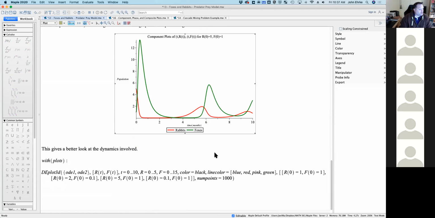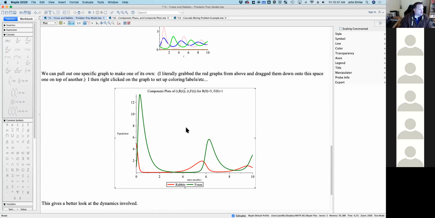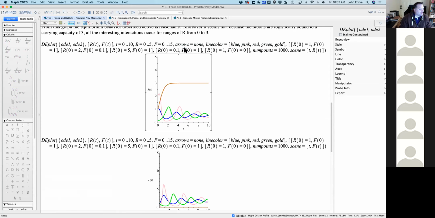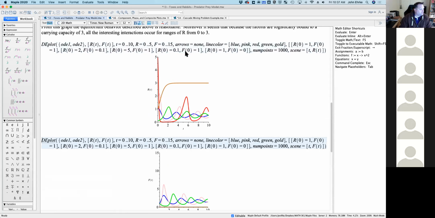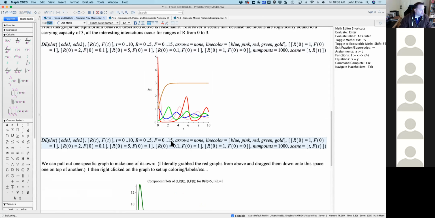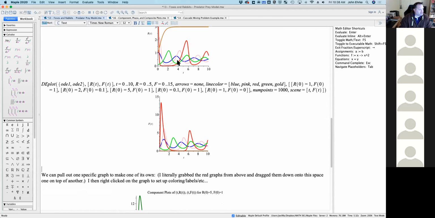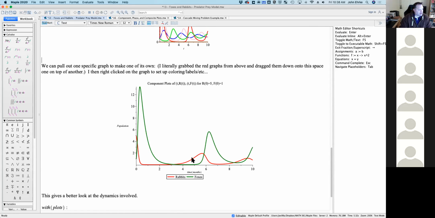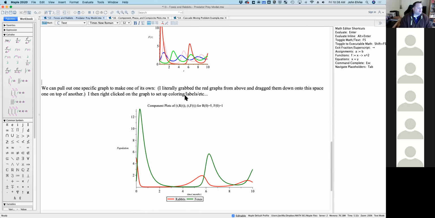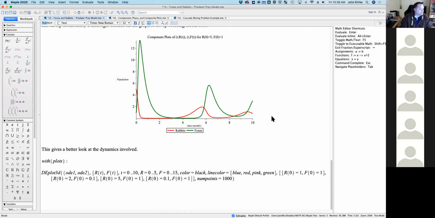Notice, by the way, that once I've dragged those out onto their own graph, if I go back and re-enter the commands for the previous ones, the red plots show back up. So to me, it's the easiest way if you don't want to create display commands constantly. It's the easiest way to pull out specific components. All right, there is one final command.